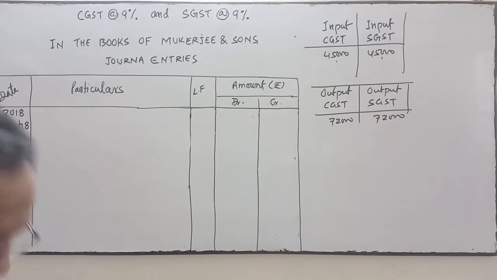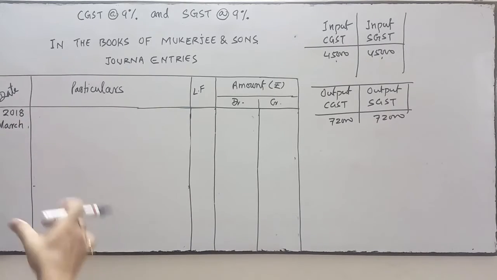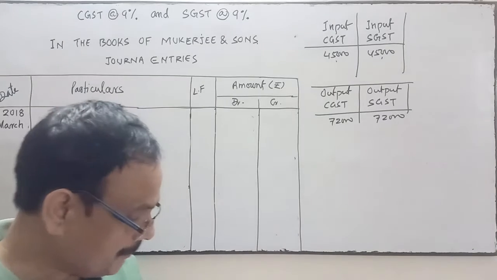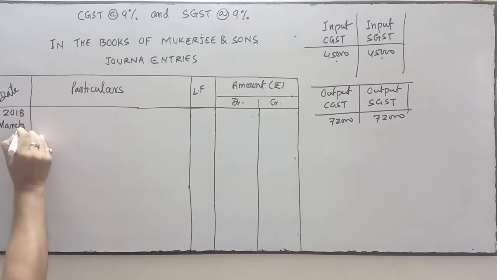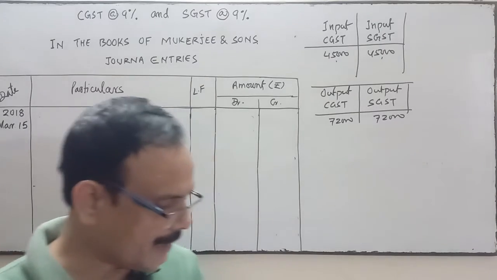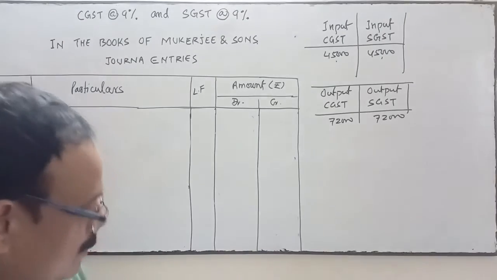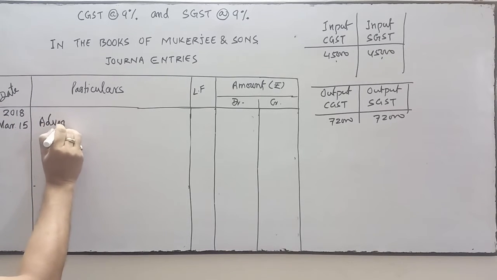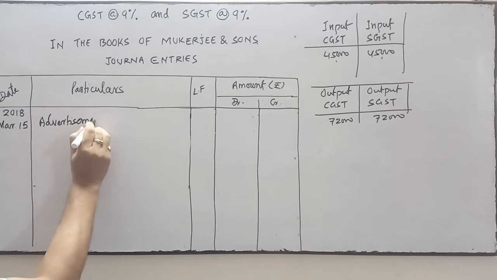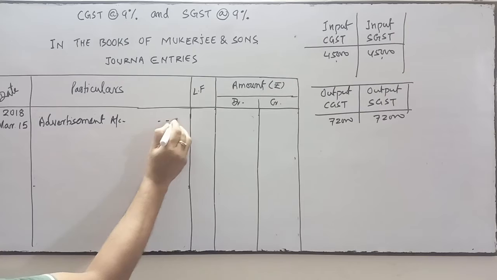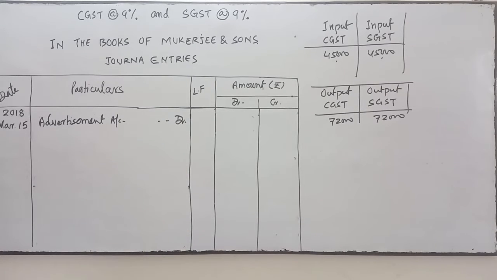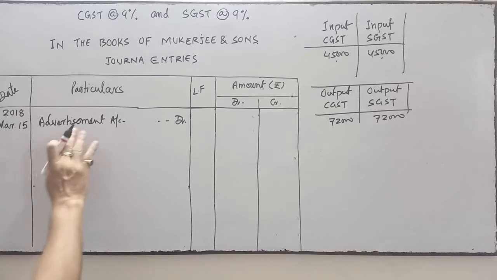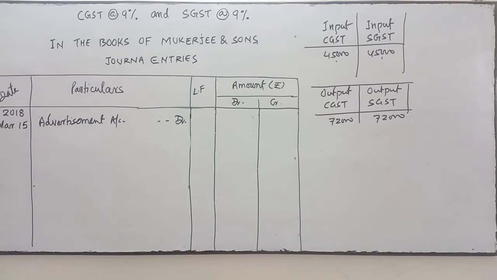Now the next transaction is on March 15. Transaction is paid for advertisement by check. So when you paid for advertisement, advertisement account debit. Advertisement is the expense, it's a revenue expense. All expenses debit under the rules of nominal account.